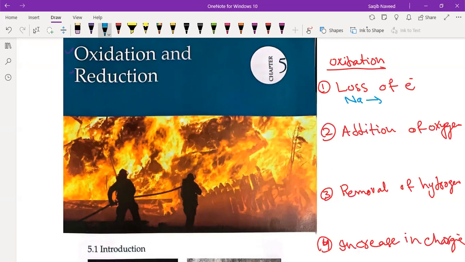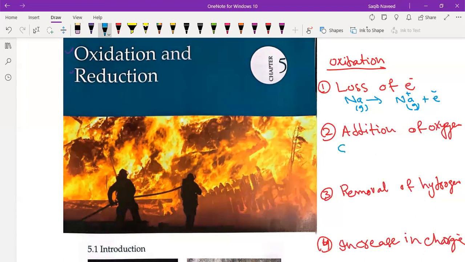What is meant by loss of electron? Let's suppose this is sodium in gaseous state and it becomes Na plus. So what does it mean? Sodium has lost an electron. That is why it is getting positive charge, right? So we call this process oxidation. And what is oxidation? That is simply loss of electrons.